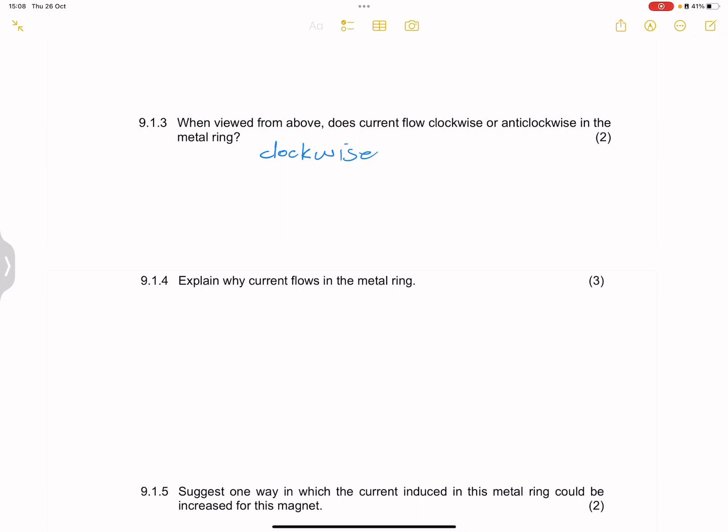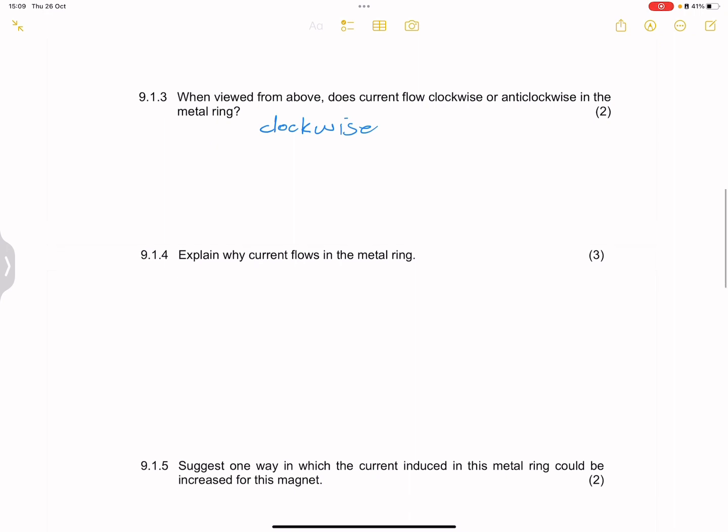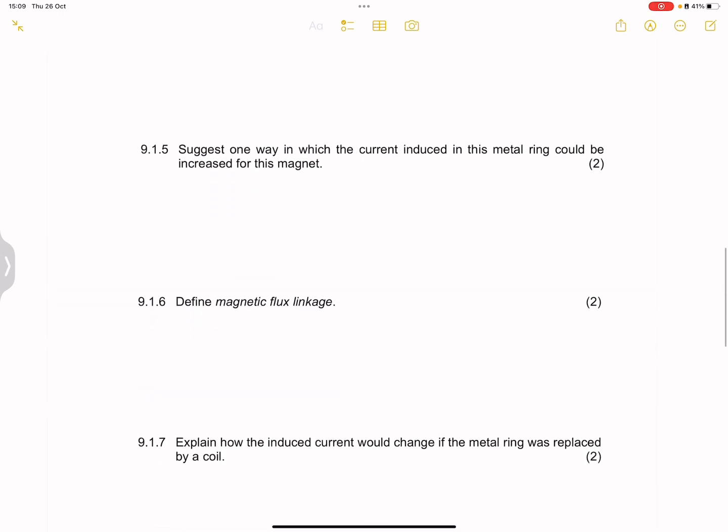Now, they say to us, explain why current flows in the metal ring. Guys, remember, in this case, it's almost like stating Faraday's law in a sense. We can simply talk about the change in the magnetic flux. As the magnet falls, the strength of the magnetic field around the coil will increase, causing a change in the magnetic flux. So remember that whenever you change magnetic flux, it will always induce a current. We need to remember all of that. I won't write it down, but as I've stated it.